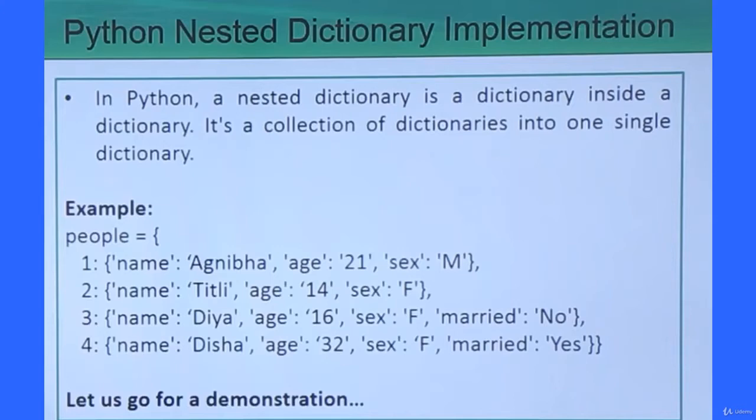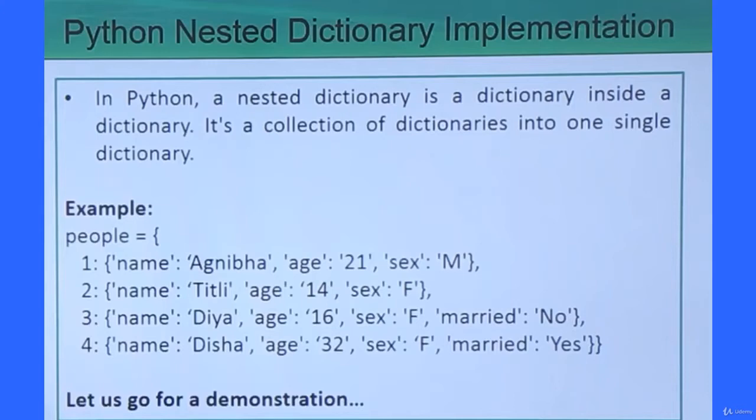Just consider the inner dictionaries here. Name Agnivo, age 21, sex M, and here we have name Titli, age 14, sex F. We have name Dia, age 16, sex F, married no. We have name Disha, age 32, sex F, and married yes. Now you see this is a dictionary, and this is the outer dictionary. That's why it is called a nested dictionary.